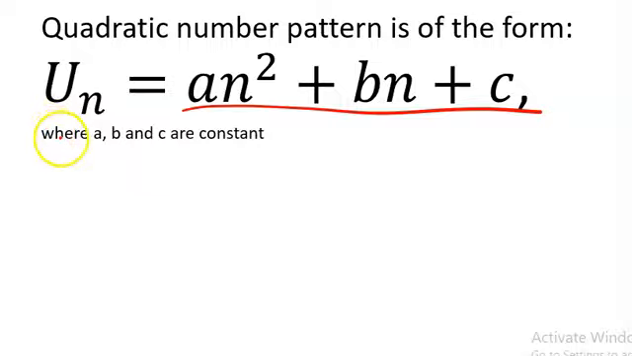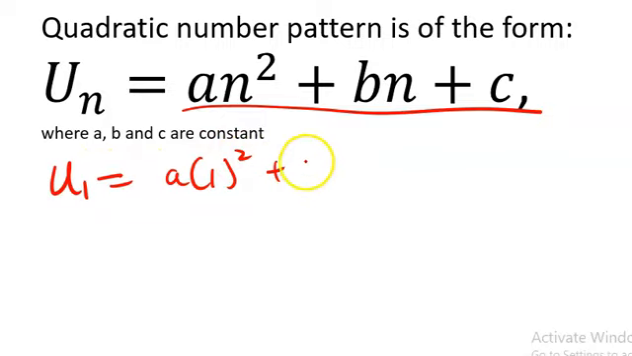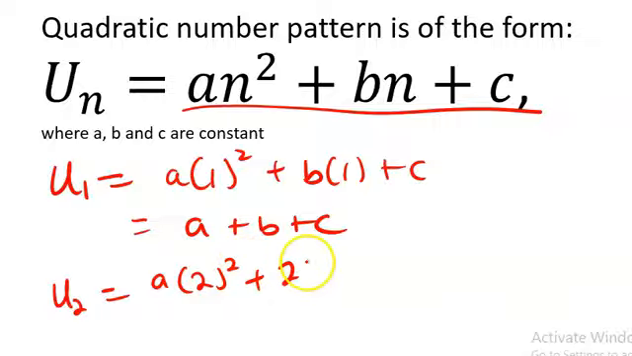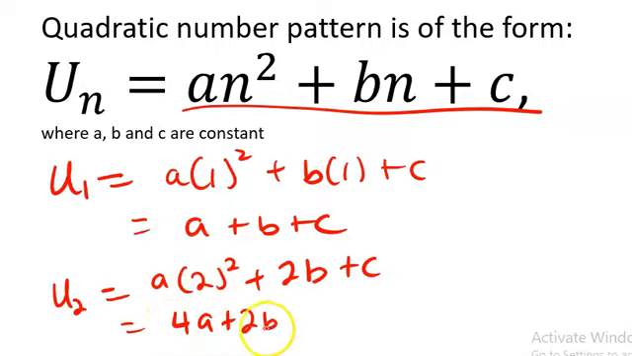So let's find the sequence. For the first term, we put n equals 1. So u1 becomes a times 1 squared plus b times 1 plus c, which is a plus b plus c. Now for u2, the second term, n equals 2. So we have a times 2 squared plus 2b plus c. When we simplify, this is 4a plus 2b plus c.